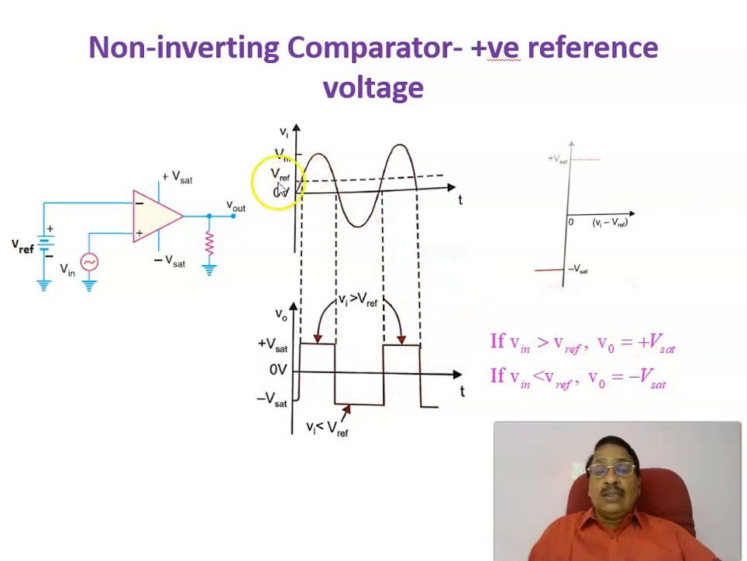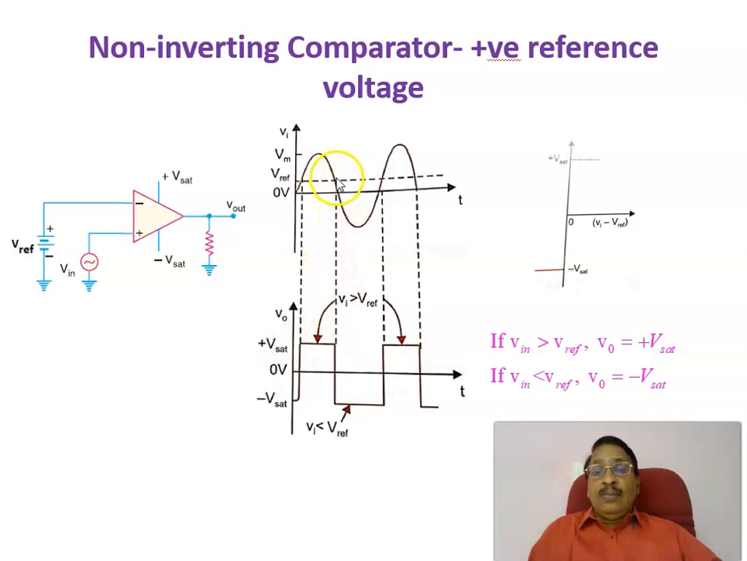Applying this rule here, from 0 until this point, we can see that the input voltage is less than the reference voltage. When the input voltage is less than the reference voltage, the output voltage equals minus Vsat, so until this point you get minus Vsat. After this point, the input voltage is more than the reference voltage, so the output voltage equals plus Vsat, and from here to here you get plus Vsat.